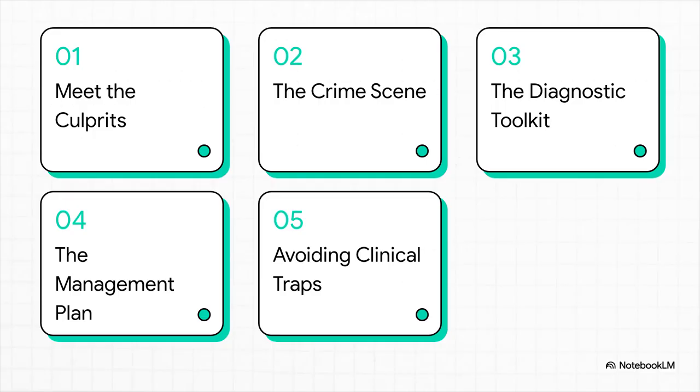So, here's how we're going to crack this case. We're going to follow a really clear roadmap. First, we'll meet the culprits themselves. Then, we'll check out the crime scene, what these infections actually look like. After that, we'll open up our diagnostic toolkit, lay out a solid management plan, and finally, and this is key, we'll go over how to avoid some really common clinical traps.